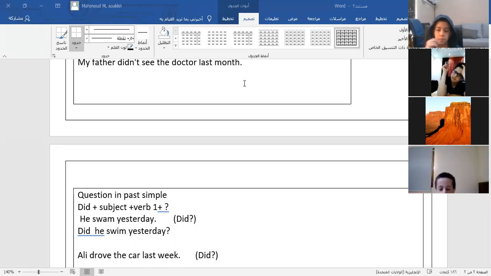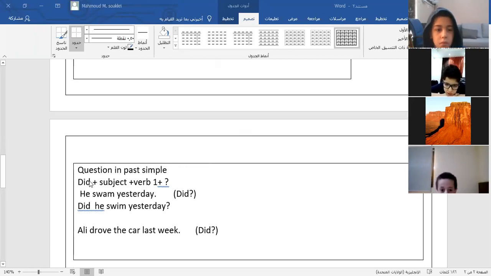Yes. Look here, Qusay. We are making questions in past simple. In a question, we start with did. Like the example, he swam yesterday, we started with did. After did, the subject. The subject is a noun like Ahmad, Ali, Ibrahim, Ismail, or a pronoun like I, we, you, they, he, she, it. After this, verb one. So we put the verb one, swim. After this, we put the question mark, yesterday and the question mark.